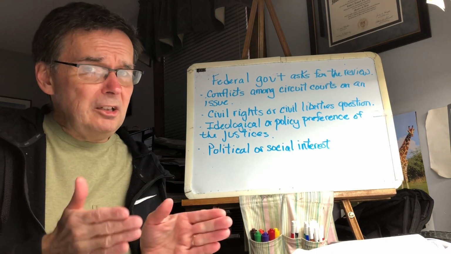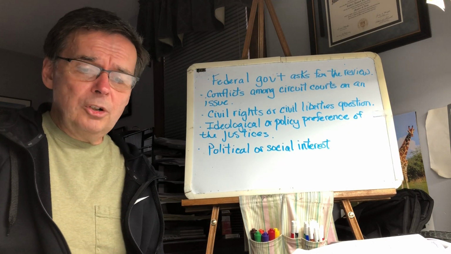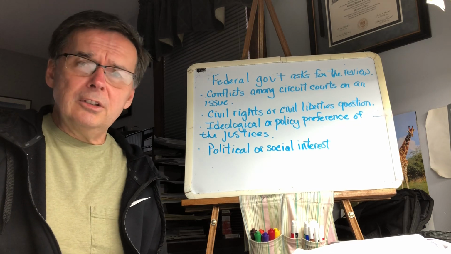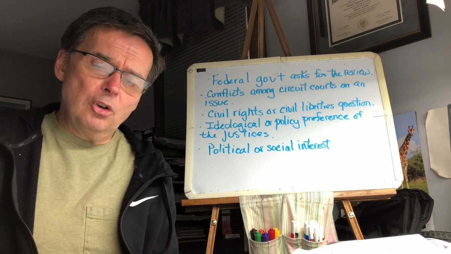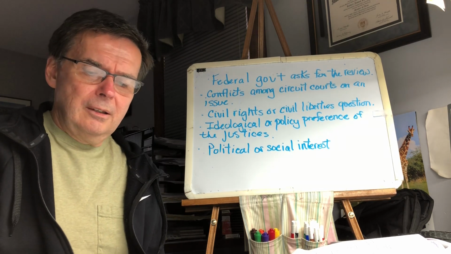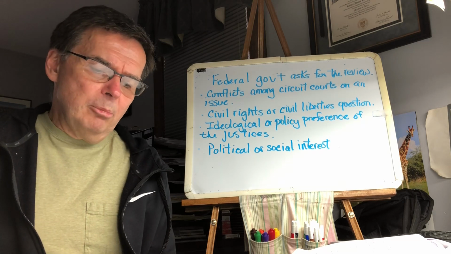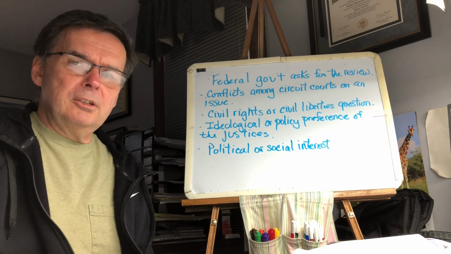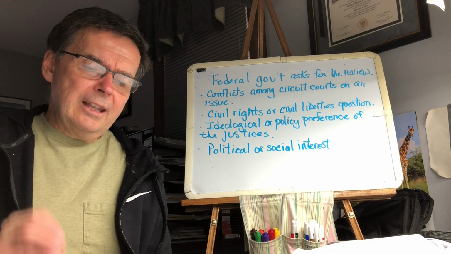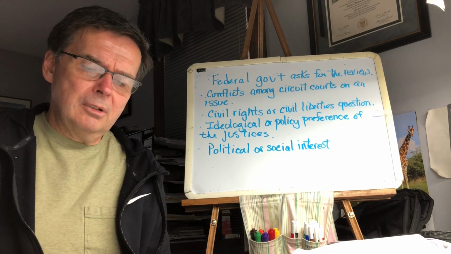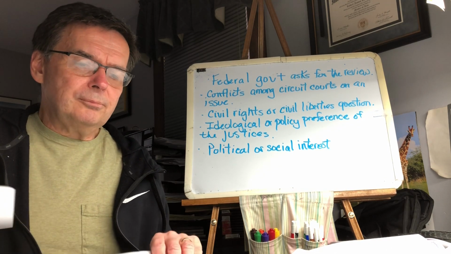Then you have your dissenting opinions. One or more justices disagree with the opinions of the majority or plurality. And then you have your per curiam opinion. Your per curiam opinion, that's an unsigned opinion by the court.